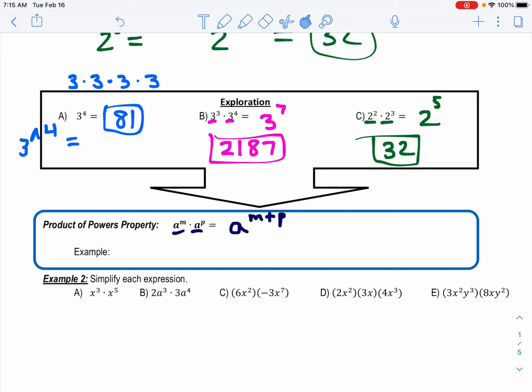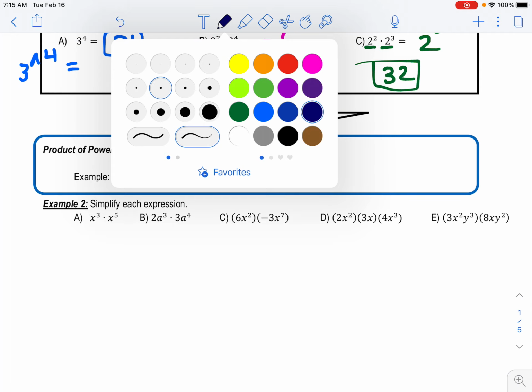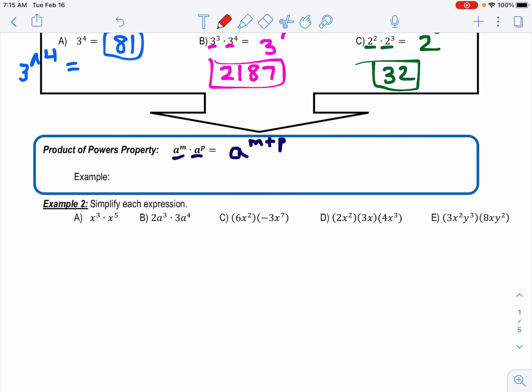All right, so here we go. Let's go ahead and do another example. Go down to example 2. Simplify each expression. We're going to look at what happens with a couple different problems and see how this works. So x and x are our base, so I copy the base, and I add the 3 plus 5. Well, 3 plus 5 tells me x to the 8th.